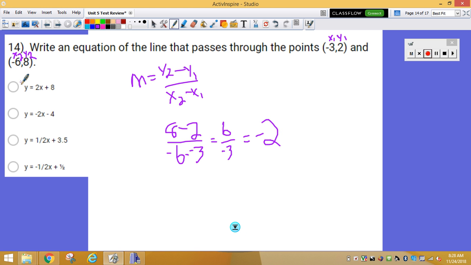So let's look here. Which one has a slope of negative 2? Not A. B does, not C, and not D. So B is your answer.